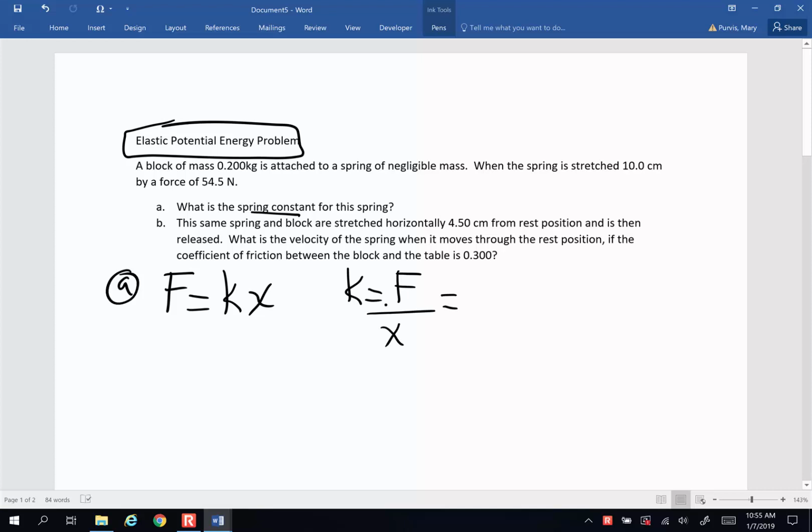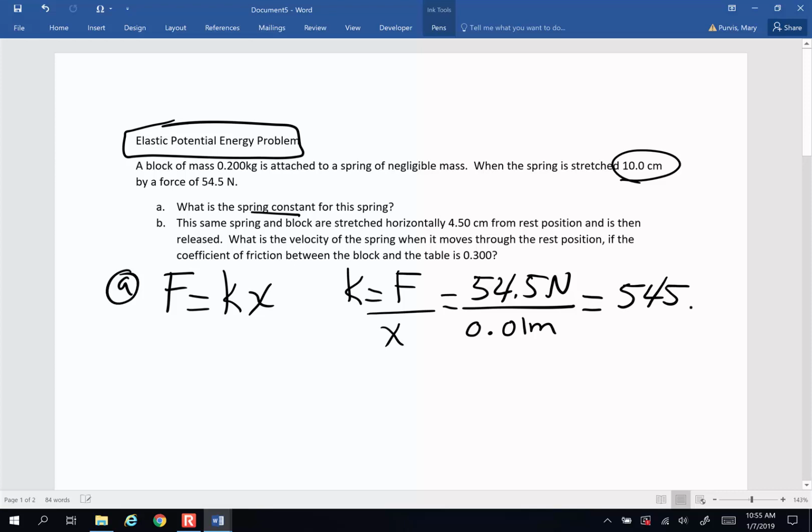I want to find my spring constant, so K will be equal to force divided by how much it is stretched, and the force is 54.5 newtons, and it is stretched 10 centimeters, but I've got to convert this to meters, 0.1 meters, and I end up with 545 newtons per meter as my spring constant K.